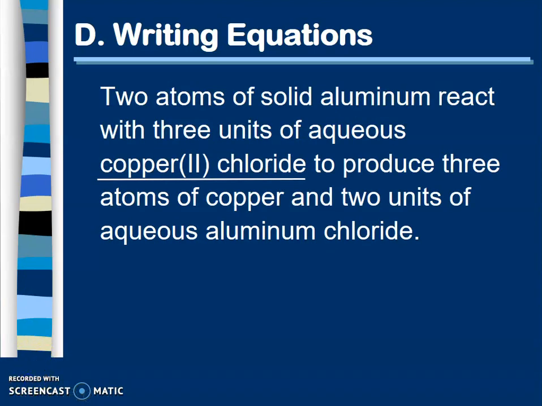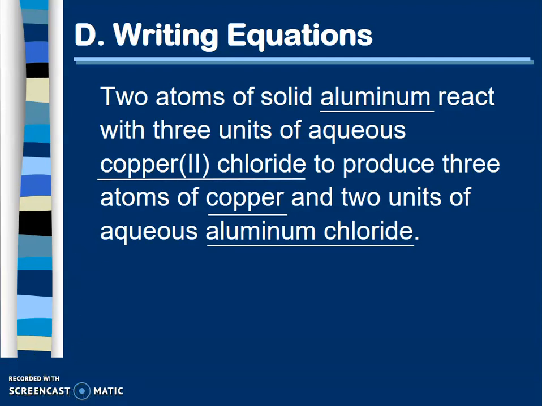So let's look at an example of what you're going to be doing on your independent practice. So you're going to be given a description of a chemical reaction. It's going to look like a paragraph like this. And your job is going to be to turn it into an equation. So let's start by identifying all the substances. We have aluminum, we have copper 2 chloride, we have copper, we have aluminum chloride. Okay?